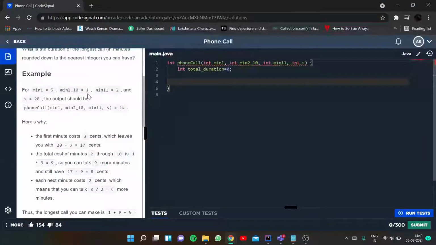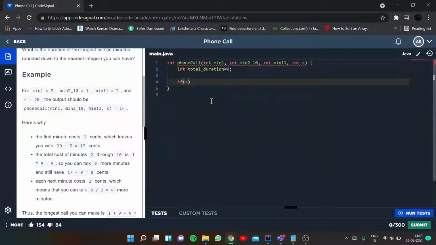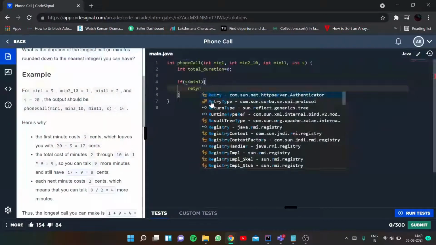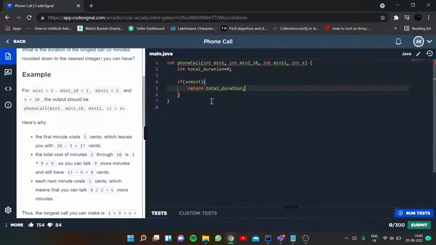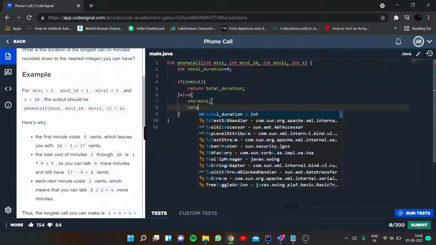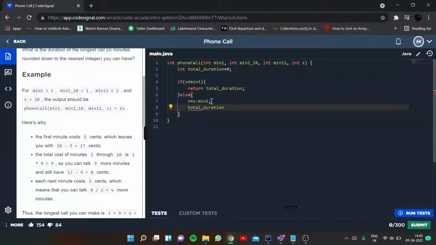Now first we are going through the first minute. If our money is less than the first minute cost, then it should return the total duration. That means the answer will be 0, because I have declared it as 0. Or else, that's the next part: if we have money, we subtract the first minute cost from it. So s is equal to s minus minute 1. Then we have to find the duration, that's the main part, so we increment it. So this part is finished.